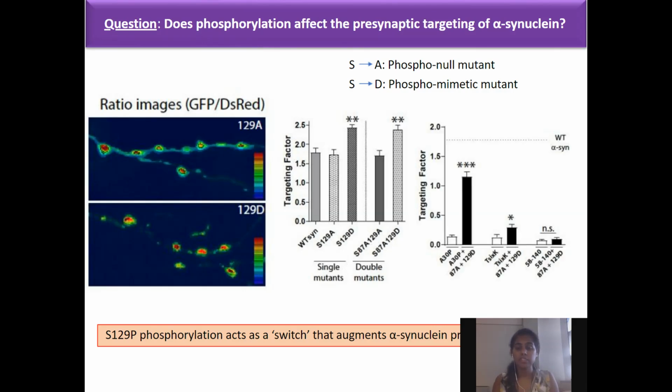To test this further, we took the mutants A30P and T6K, which were affected for synaptic targeting, and introduced the 129 phosphomimetic mutation in them, and they significantly increased synaptic targeting. Collectively, this data shows that though S129 phosphorylation is not required for synaptic targeting, the N-terminus alone is sufficient. However, dynamic phosphorylation and dephosphorylation events may regulate its binding to synaptic terminals.